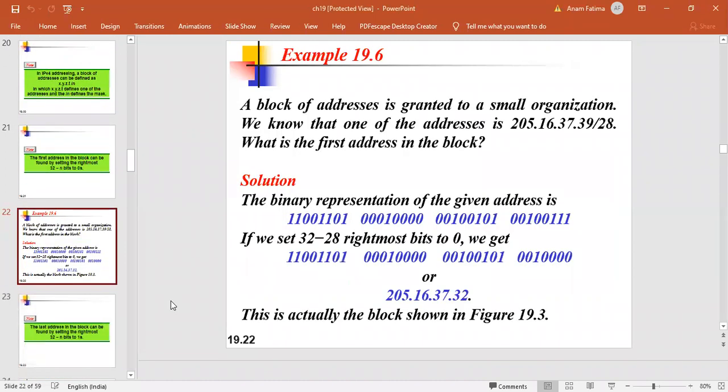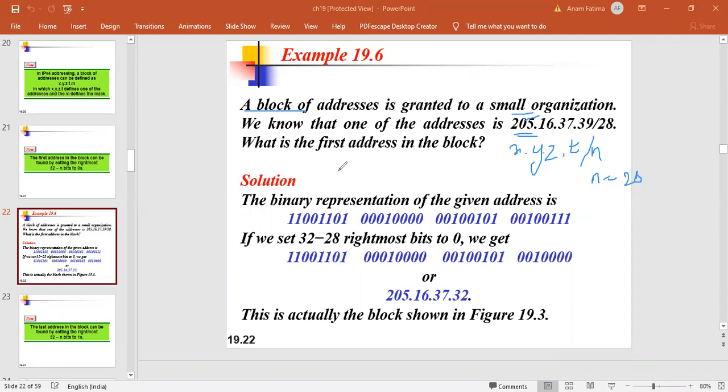And we're going to see some questions on it, like how classless addressing can be used for identifying the addresses within a block of addresses. Suppose we are given a block of addresses being granted to a small organization, and one of the addresses here is 205.x.y.z/n. What is n here equal to? n is equal to 28. n equal to 28 means the starting 28 bits are going to represent your net ID, and the remaining 4 bits are going to represent your host ID part.